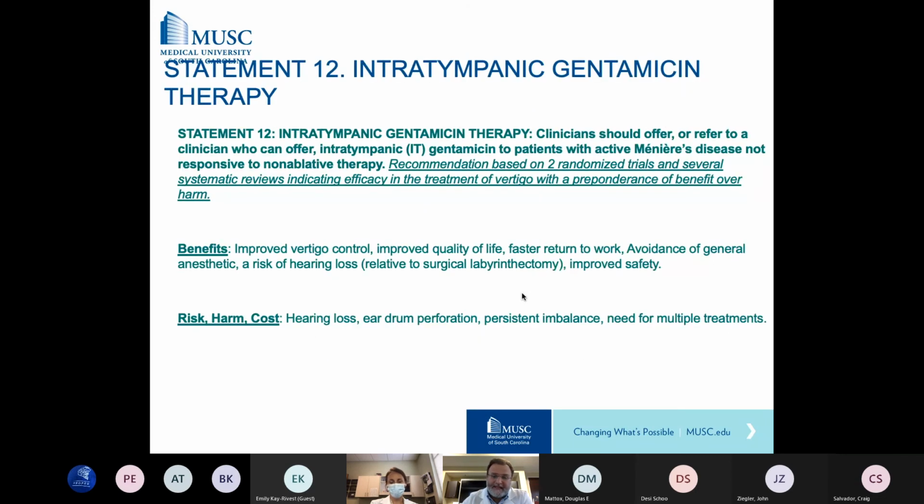So IT gentamicin should be offered to patients with active Meniere's disease not responsive to non-ablative therapy. And the risk of hearing loss is really minimal. So when you get a patient who's really miserable, you follow them for a long time, you make sure that the other side is staying put. You may, with enough counseling, tell them gentamicin might be the next step.